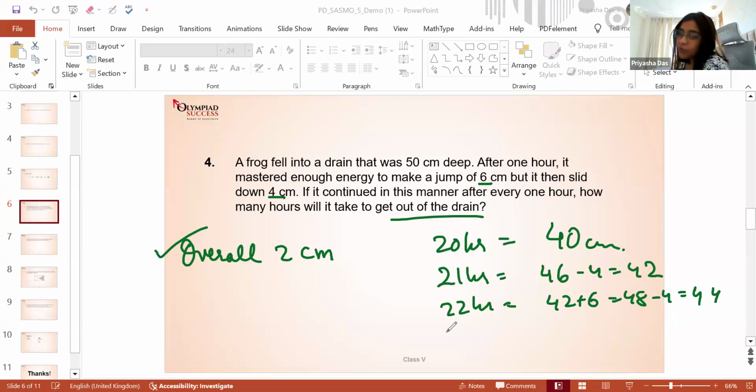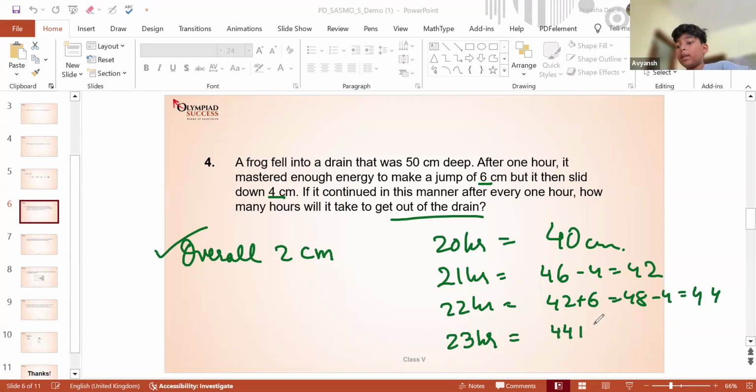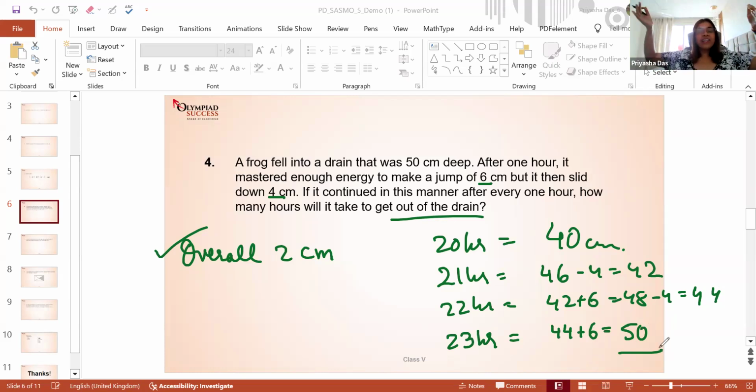Now look what's happening in the 23rd hour, Avyansh. You tell me. He jumps plus 6, it equals 50. So there it is. He actually jumped out in the 23rd hour only. But as you said, ma'am, he will fall back. He would not fall back, because the moment someone touches the line, the race ends, right? It's just like that here.